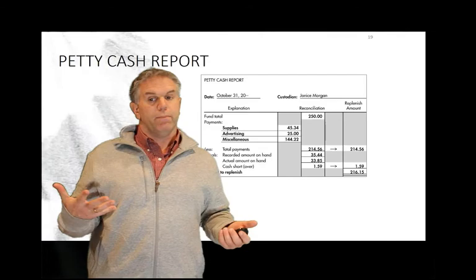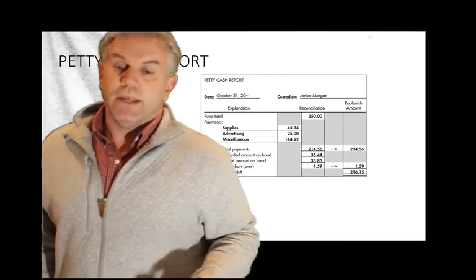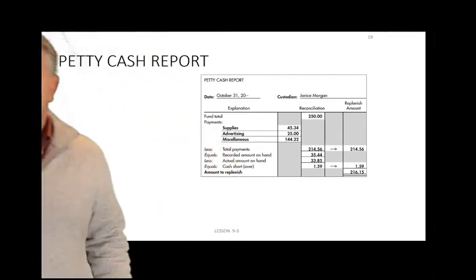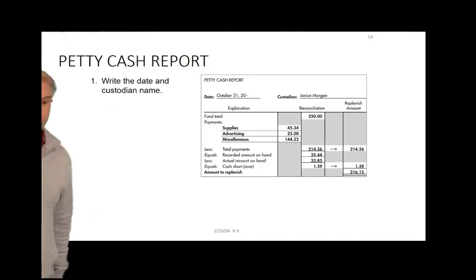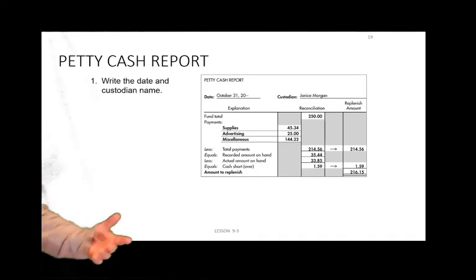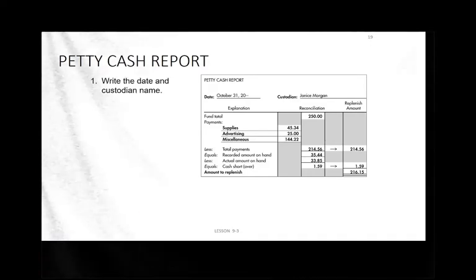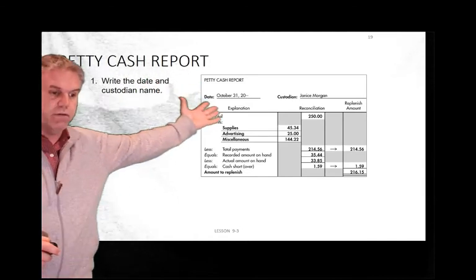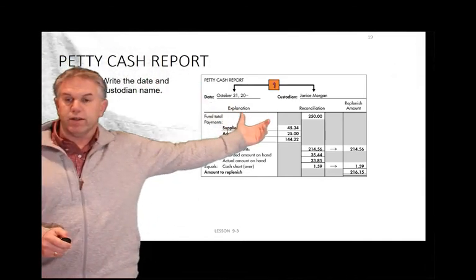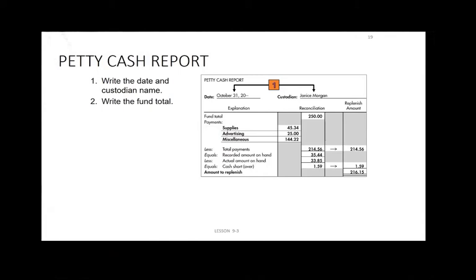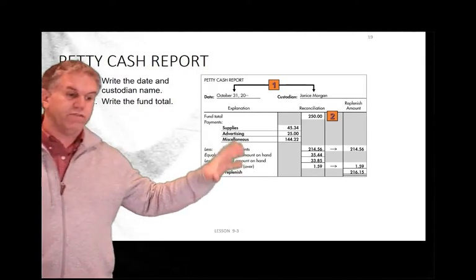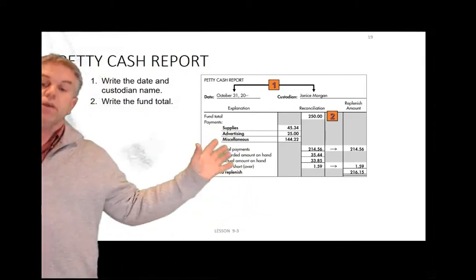So if you've got 200 in petty cash and you've used some money, you have to actually replenish it. And the way that you replenish it is you actually fill out a petty cash report. Okay? And the way you fill out a petty cash report is you write the name and the date of the custodian. In this case, it's up here, right? You can write the fund total, and the fund total in this example was 250. This has a petty cash of 250. It's going to be different for every business, but it's going to write there.